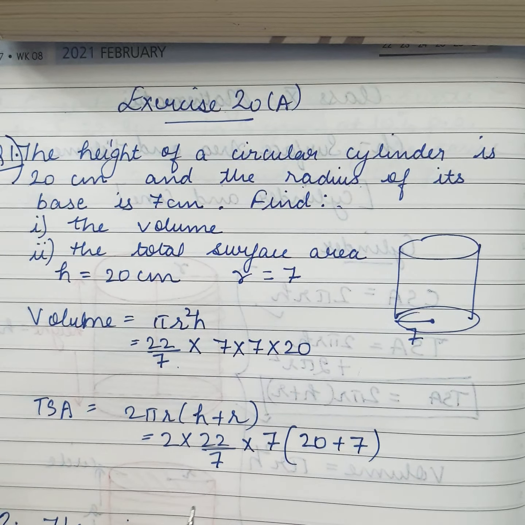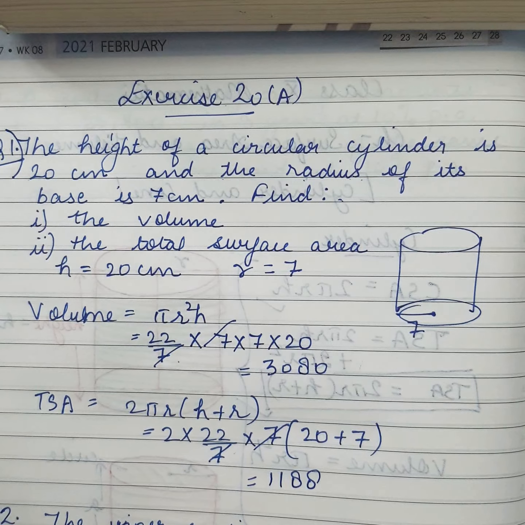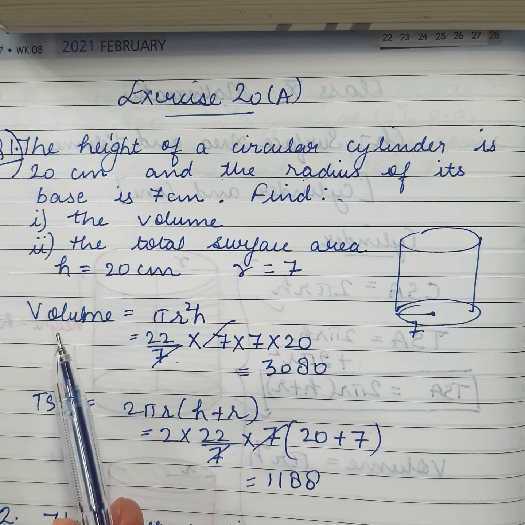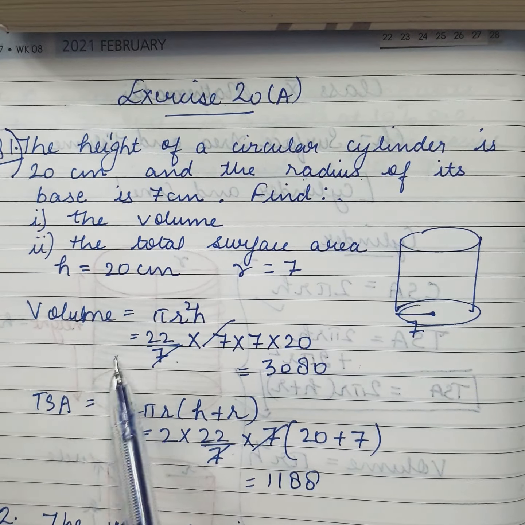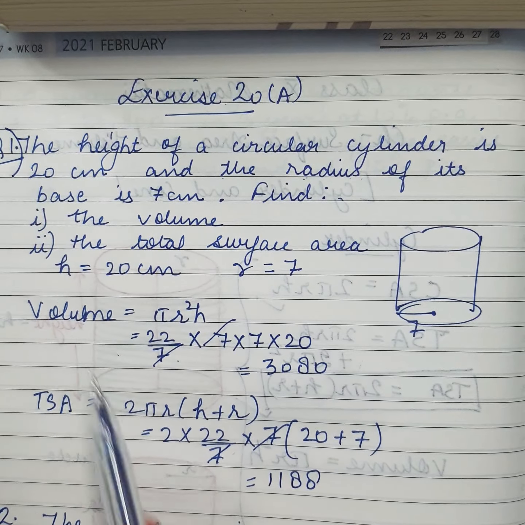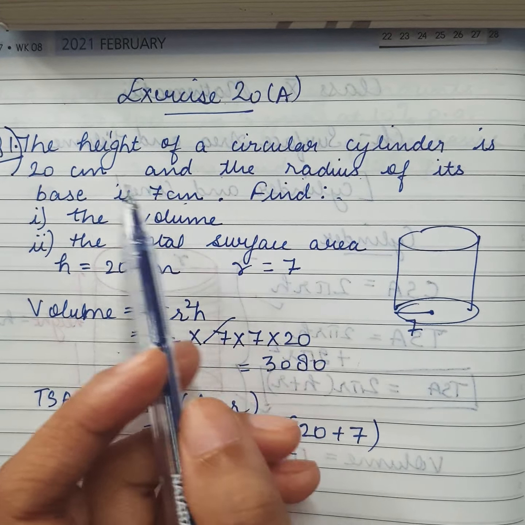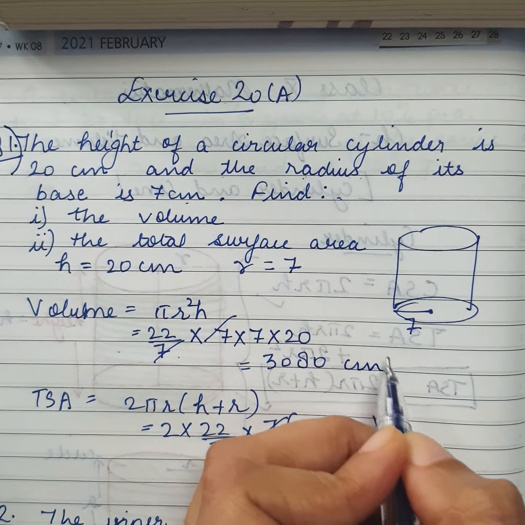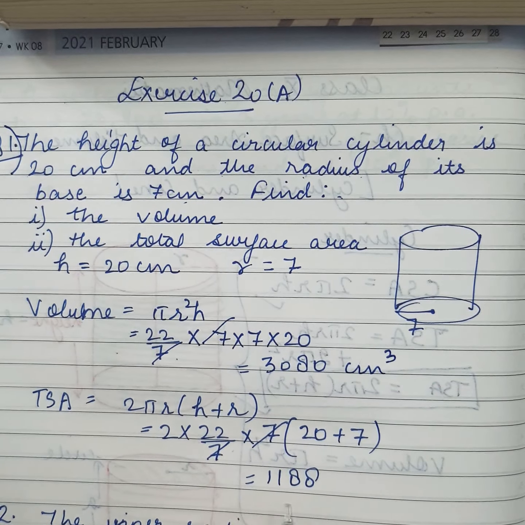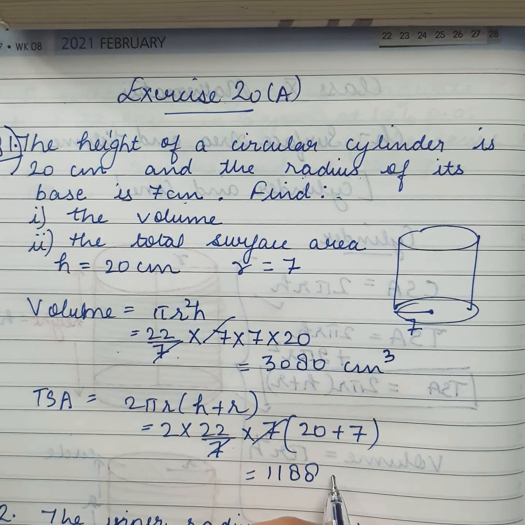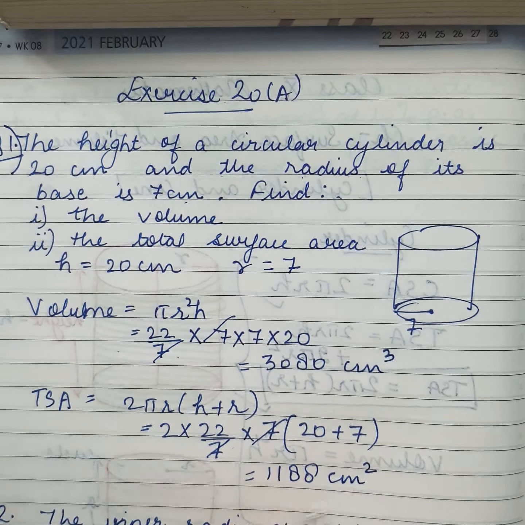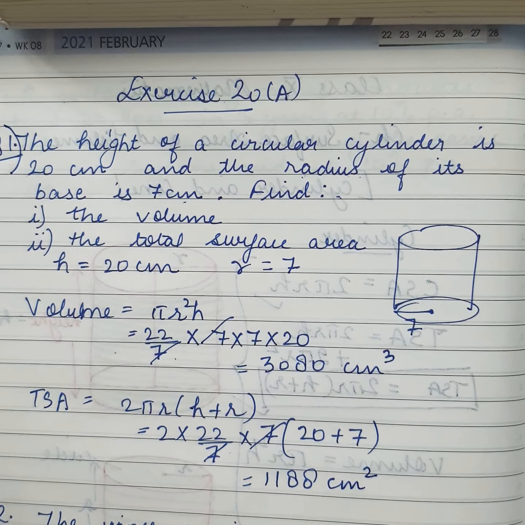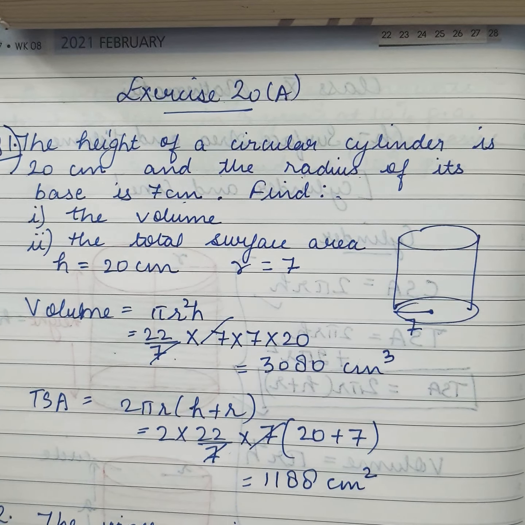Now it is just simple calculation. So these are the answers. What is a must is the unit of volume and total surface area. For volume, the units were in centimeter, so the unit of volume is centimeter cube, and for total surface area, or any type of surface area, the unit is square. Let's move to the next.